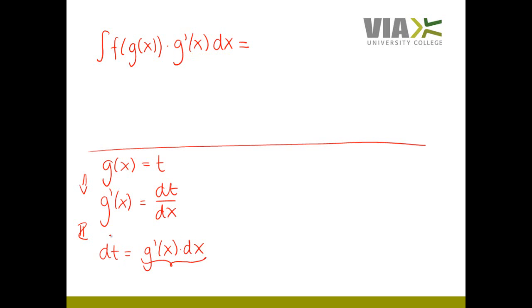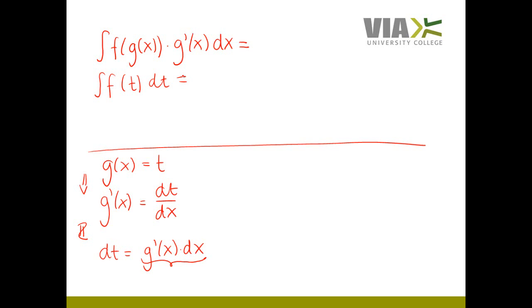So if we insert this knowledge that we have from down here, that g of x is equal to t, up into our original given assignment up here, we see that the integral of f of g of x, which is t, times g dashed x dx, which is exactly equal to dt, we get a much more simple integral to look at.